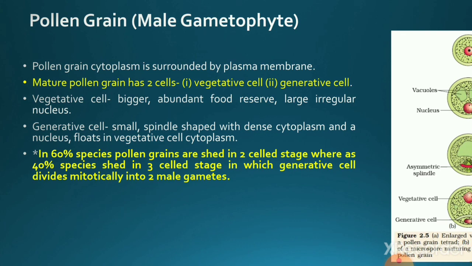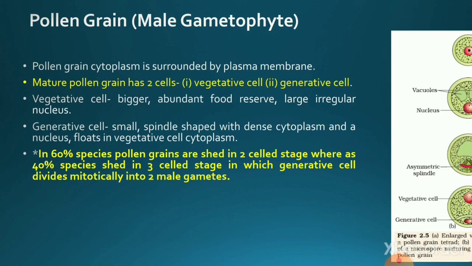The vegetative cell is bigger, abundant in food material, and has a large irregular nucleus. As you can see, it has a large amount of food reserves, which will be used in the future. The generative cell is smaller in size, may be spindle shaped, with dense cytoplasm and nucleus, and it floats in the vegetative cell cytoplasm. So the major part of the pollen grain is the vegetative cell, in which the generative cell is floating.